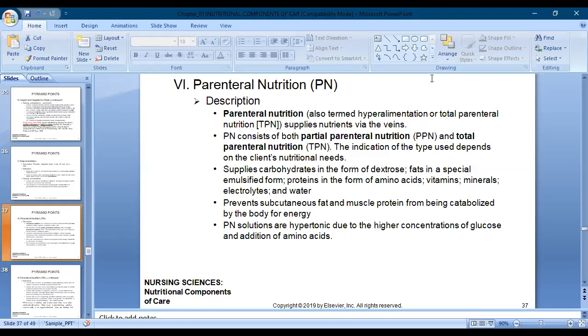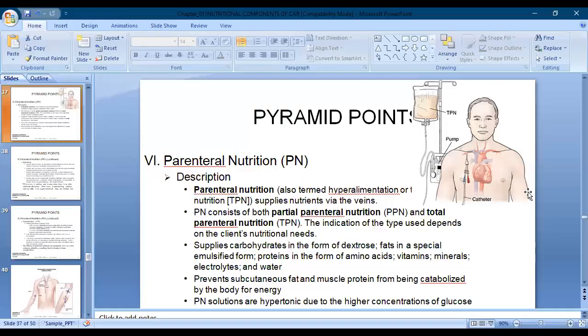Okay, so I'm going to talk about total parenteral nutrition, right? This is the saline solution, and the solution contains electrolytes, and it also contains dextrose. Dextrose is a sugar, right? Dextrose is a sugar, I said.